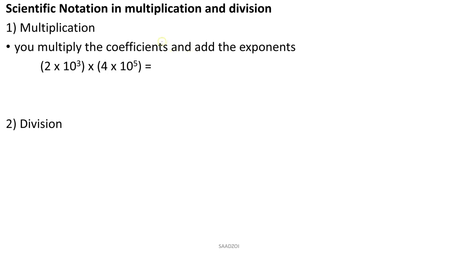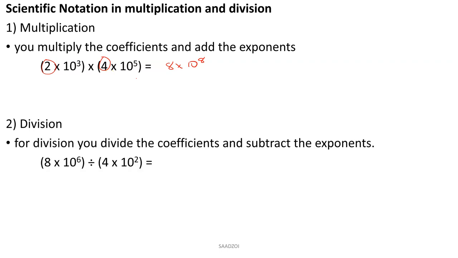All right, scientific notation, multiplication, division. Multiplication, so what do you do? You multiply the coefficients together, which would be 2 times 4. That's simply 8. And then you add the exponents. So it'd be 8 times 10 to the 3 plus 5, 10 to the 8th power. How many sig figs? Well, only 1, because that's what your answers have.